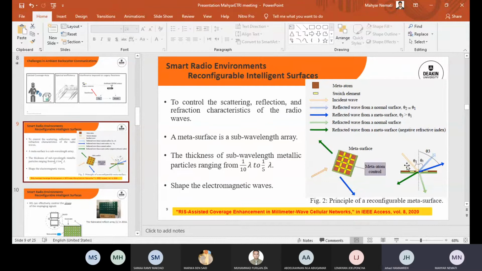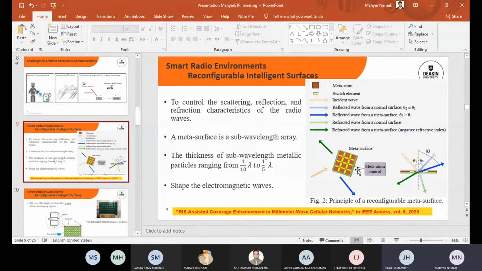As you know, Snell's law from your high school: when some rays or signals hit the wall, they will be reflected in this direction. But with intelligent surfaces, we can control this reflection in any direction which is satisfactory for us.